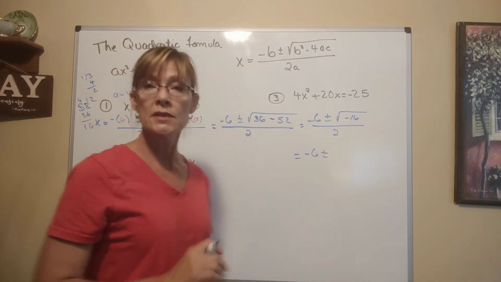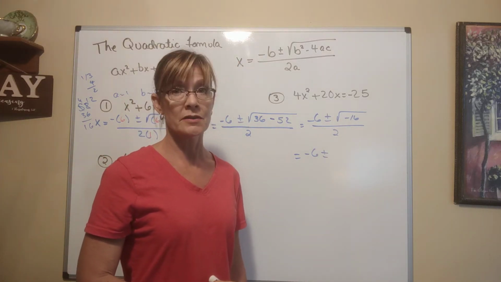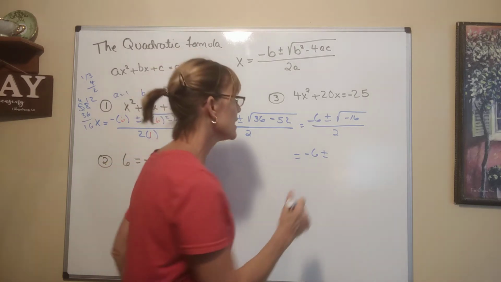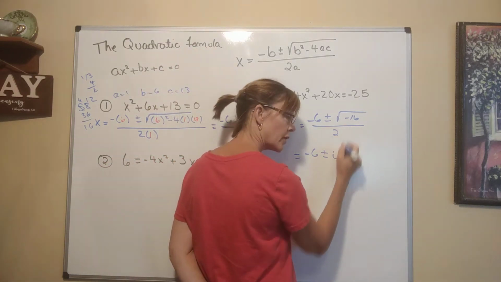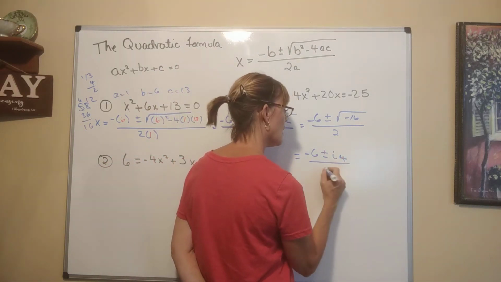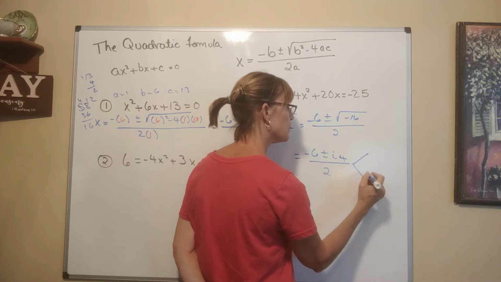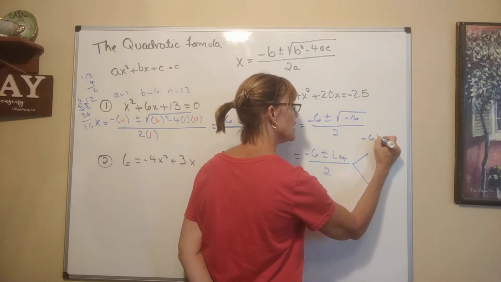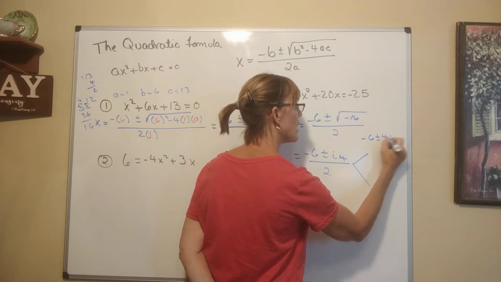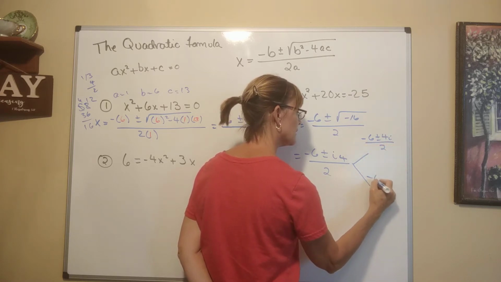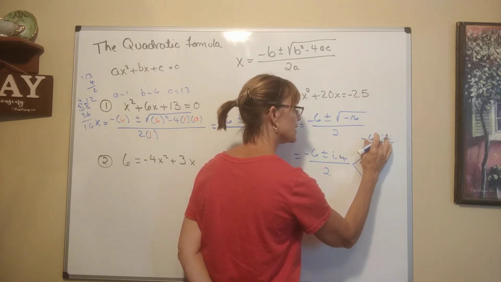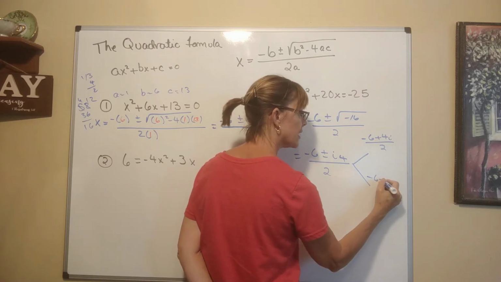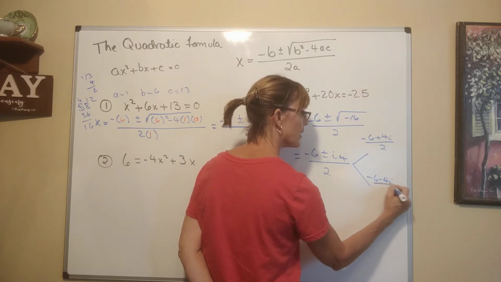Well, we learned that the square root of negative 1 is the imaginary number i. So we're going to pull out the i and then take the square root of 16, which is 4, all over 2. Here, I'm going to split my plus or minus. This is negative 6 plus or minus 4i over 2: negative 6 plus 4i over 2, negative 6 minus 4i over 2.